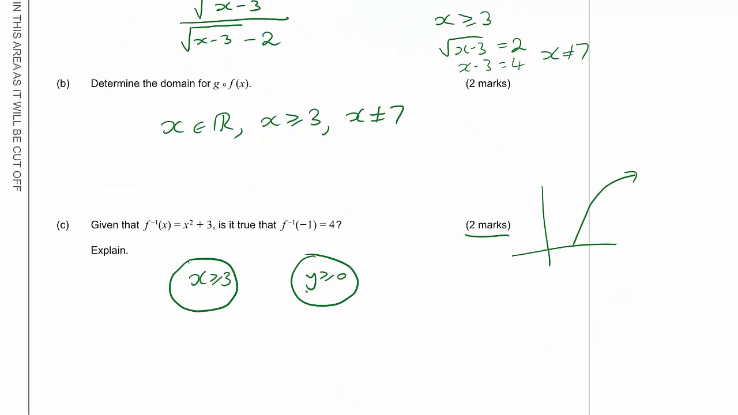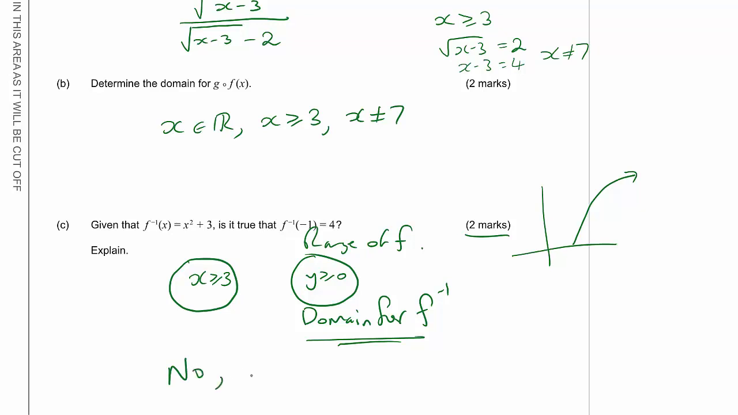So this becomes the domain for the inverse, or at least when you change it to x, because the range of the original function is the same as the domain for the inverse. So no, negative 1 is not in the domain of the inverse function.